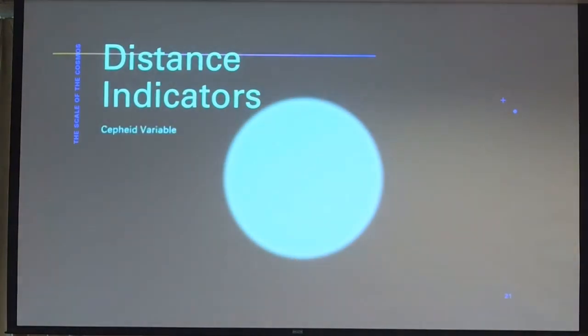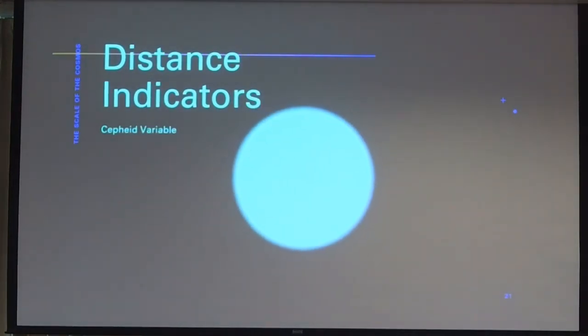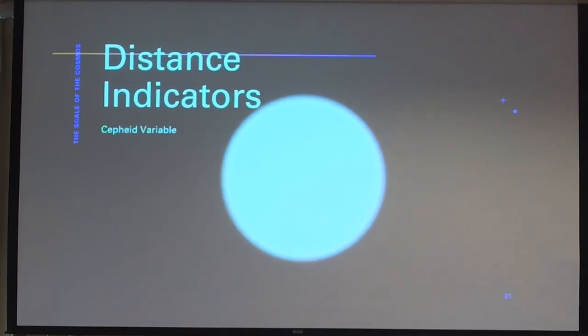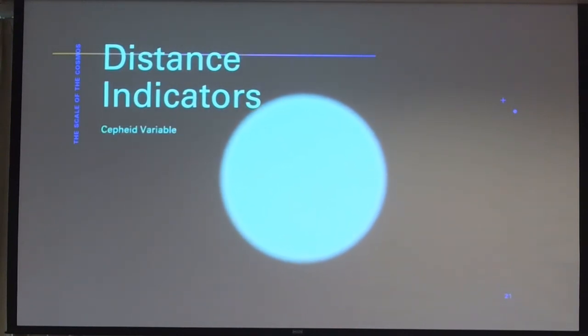So first we have what's called a Cepheid variable. A Cepheid variable is just a very young bright star that pulses like this. It's in a stage of its life where it kind of comes in and out, and it decreases and then increases in brightness. An example of that is actually our North Star.